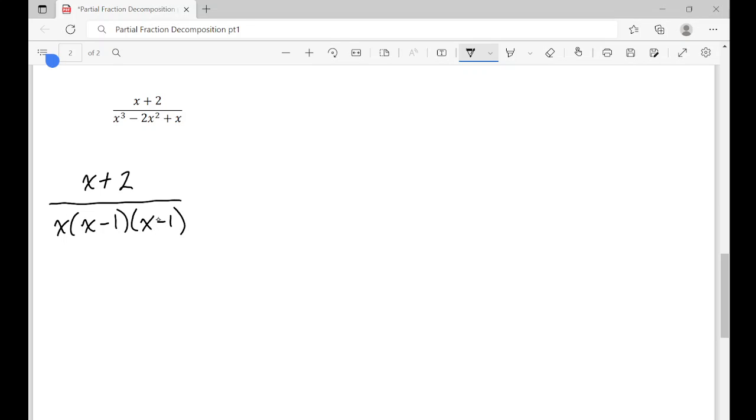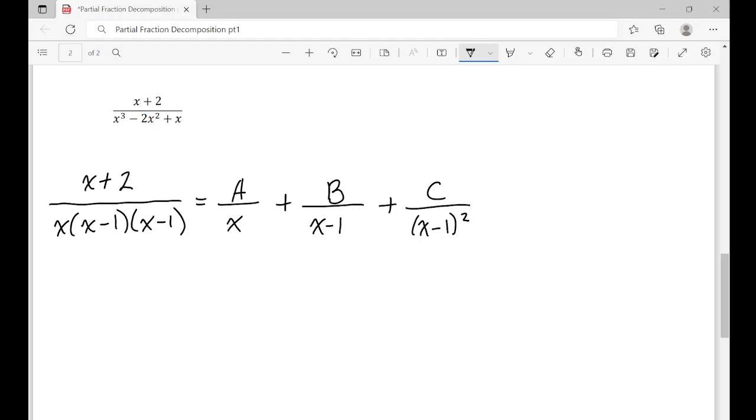So since I got three things going on in the denominator, I'm going to have 3 fractions. The first is x, the second is going to be x minus 1. Now the third is going to be (x minus 1) squared because it is repeating. So since it repeats, it gets its own. And up top, again, since these are linear factors, even though this is a quadratic, it's a linear factor that's repeating, everything gets single coefficients of just A, B, and C.